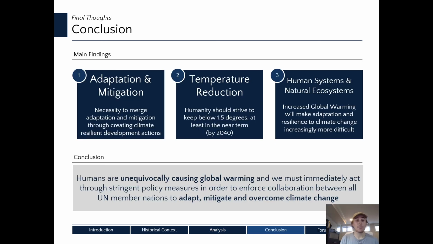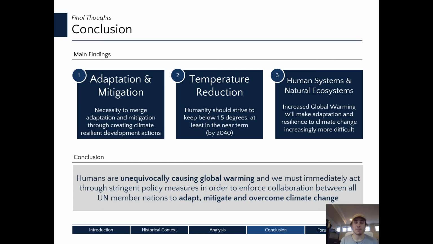Now, to finish up the core presentation, we have a conclusion, which highlights the main findings as well as a concluding statement. Now, in terms of our main findings, we have three main points. The first is adaptation and mitigation. And this just highlights that there is a necessity to merge adaptation and mitigation through creating climate-resilient development actions.